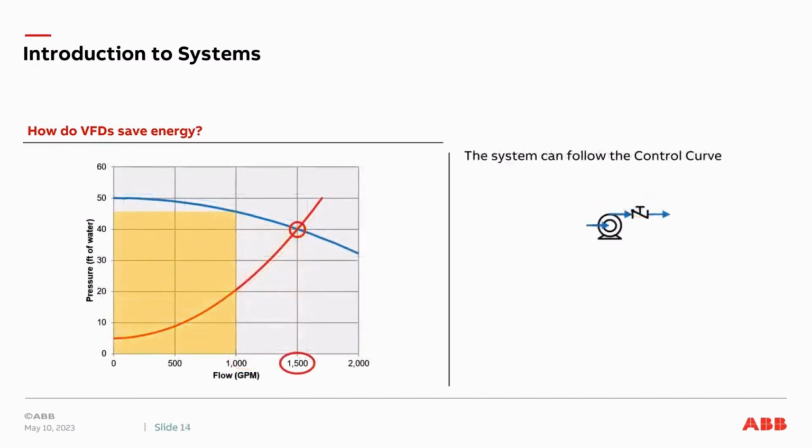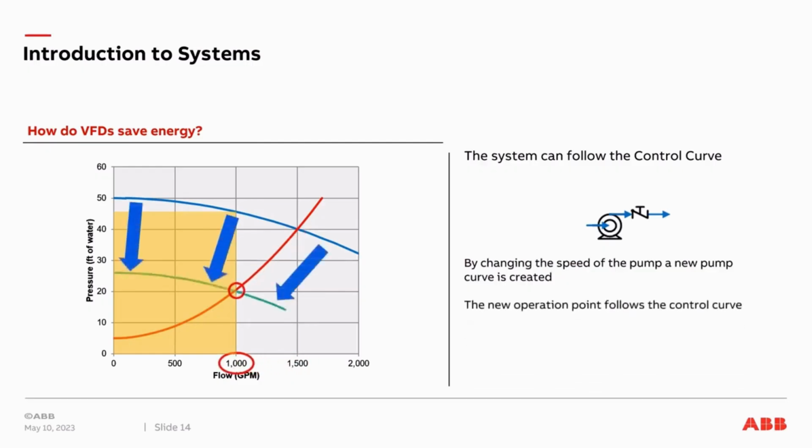Now, when we add a VFD to the system, we have the ability to change the speed of the pump. We don't need extra valves to restrict the flow. So at this point here, let's take a look. By changing the speed of the pump, a new pump curve is created. The pump curve is in blue. We want to reduce our flow from 1,500 down to 1,000 gallons per minute.